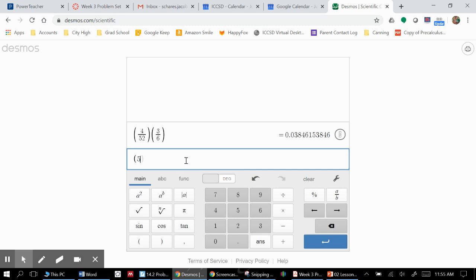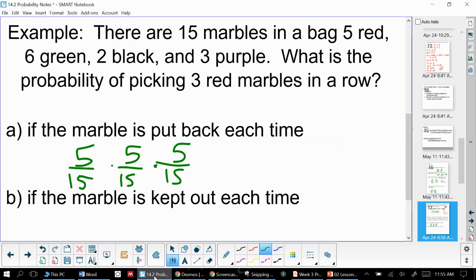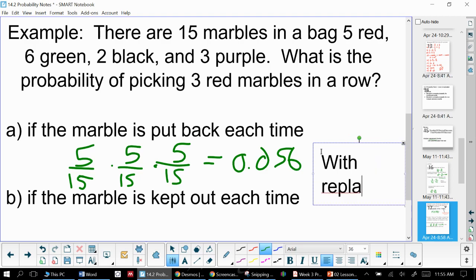That's 5 out of 15. I could do cubed here, but I'm just going to multiply them out. 5 out of 15, 5 out of 15. And you'll see we've got a 0.037 chance, about 3.7% chance. So pretty low chance, but that's with putting the marble back each time. In other words, with replacement.